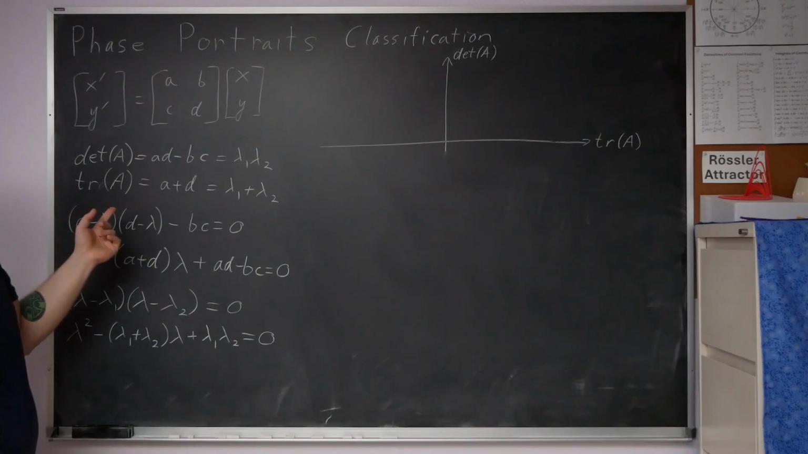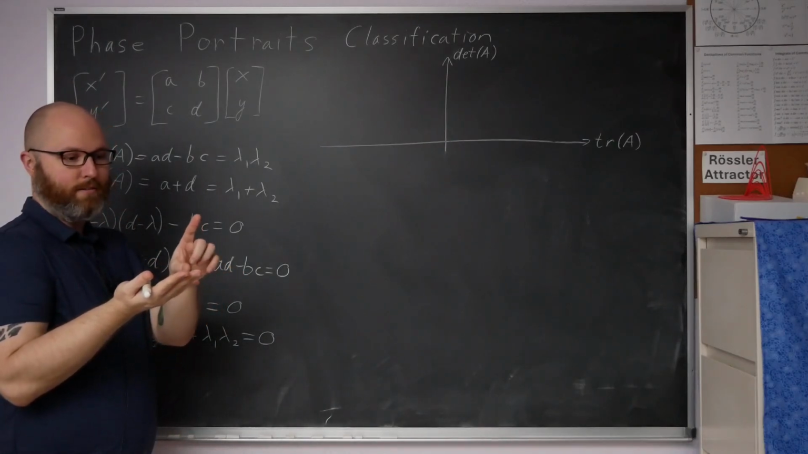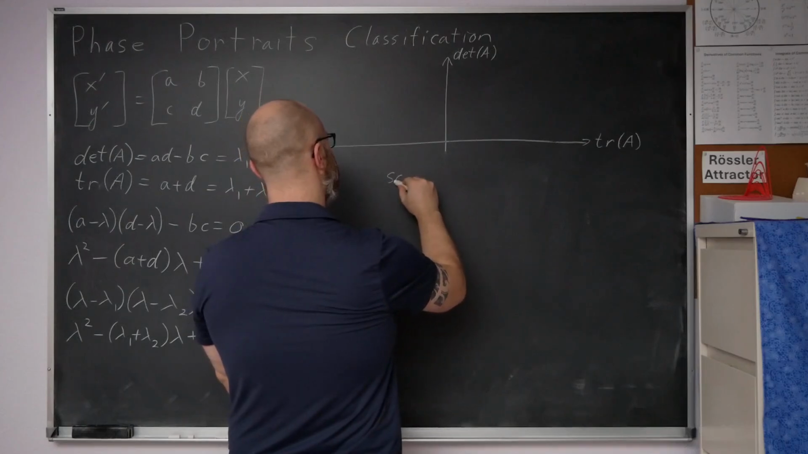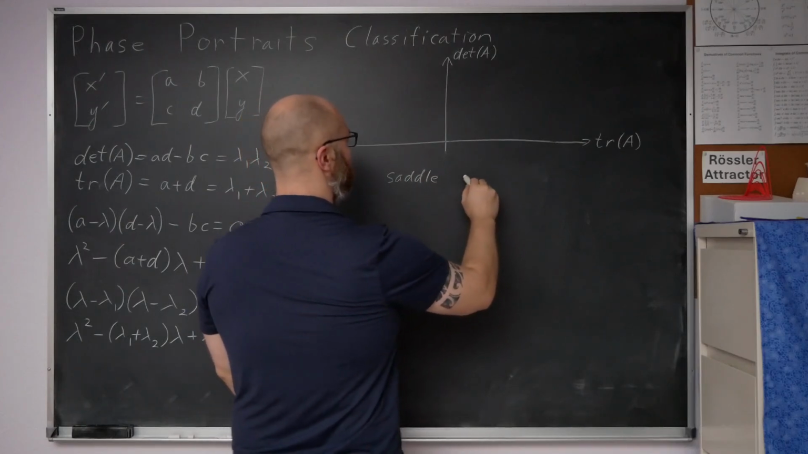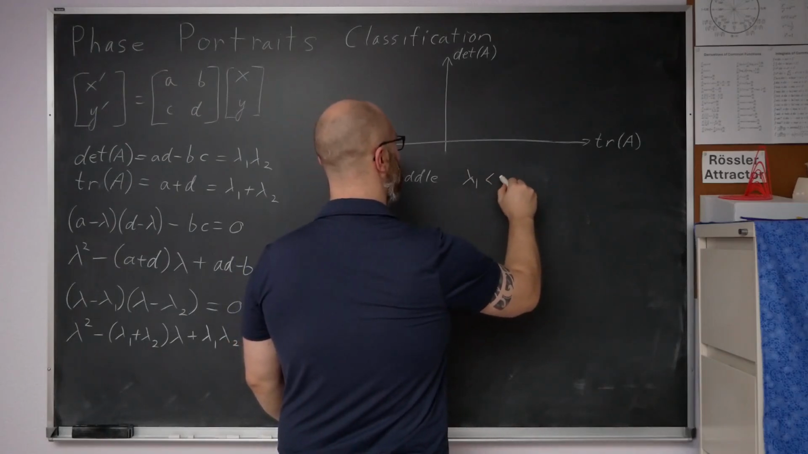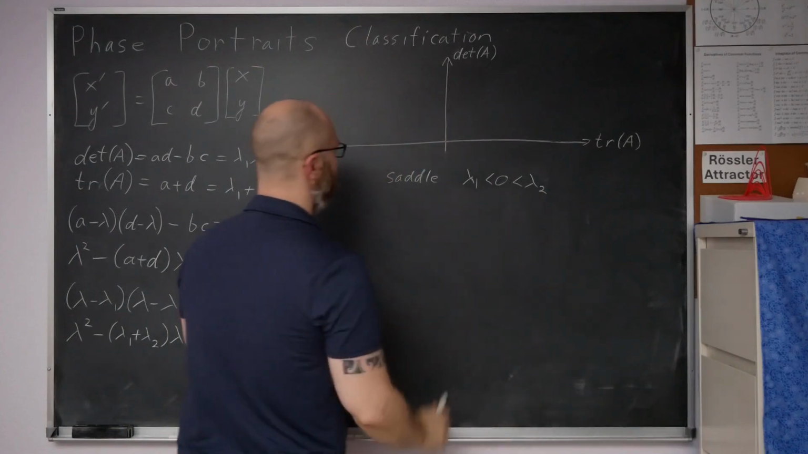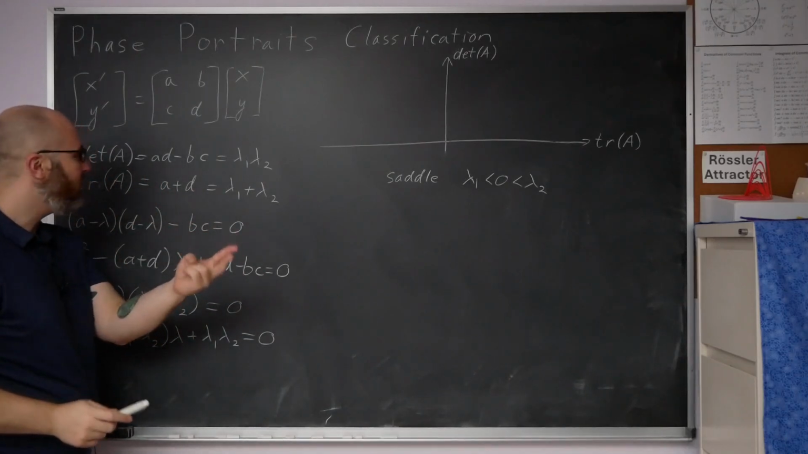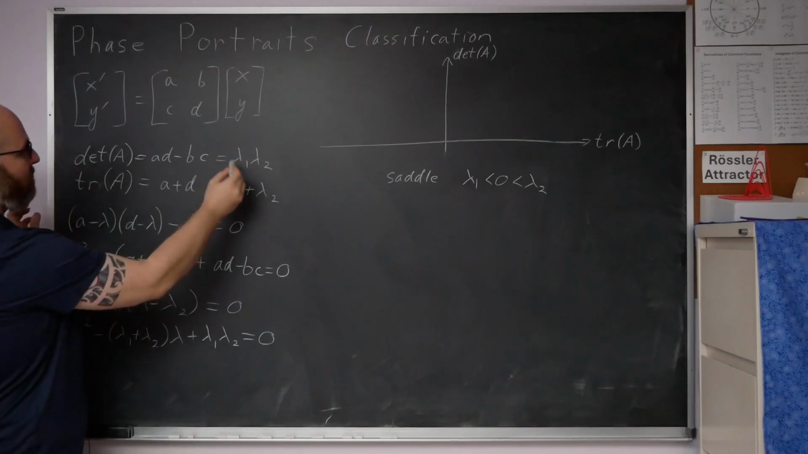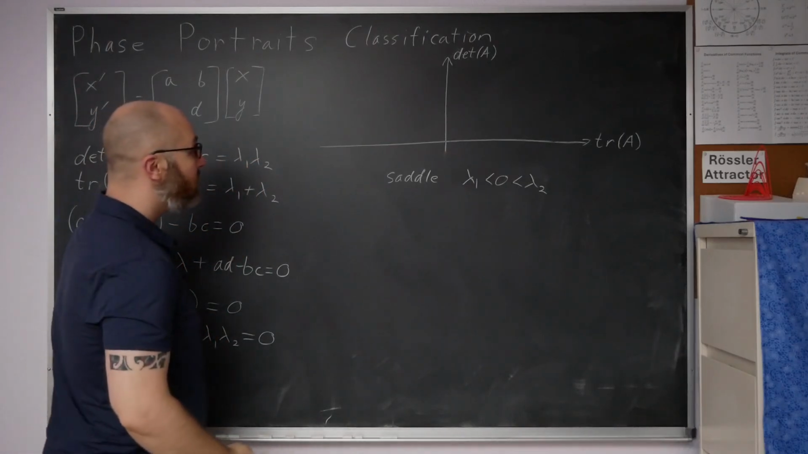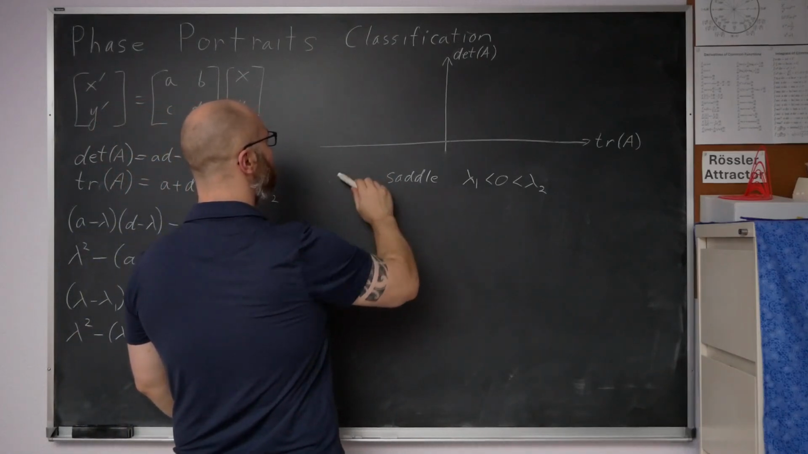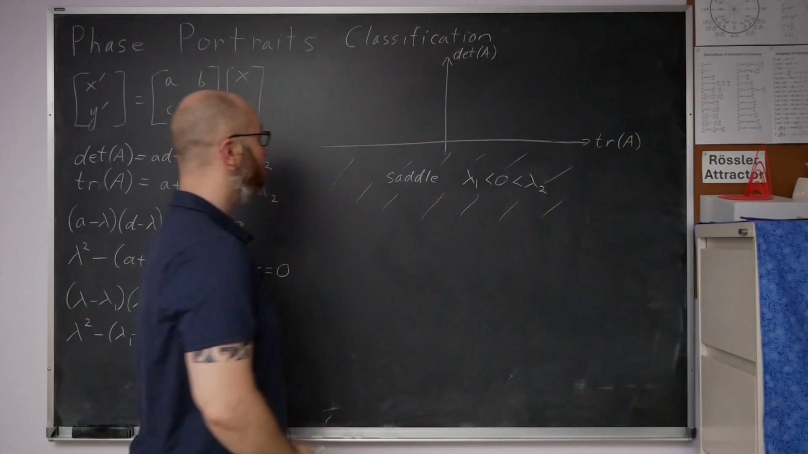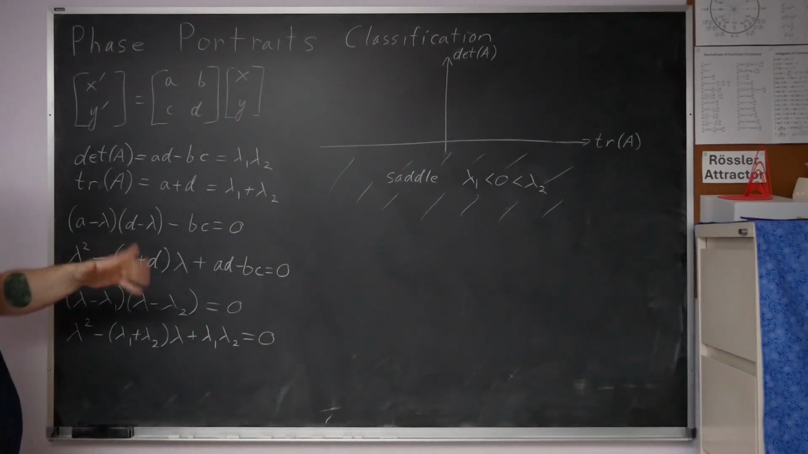All right, so let's start out with kind of the easy one. If we want a saddle, in order to form a saddle, you have to have a positive eigenvalue and a negative eigenvalue. So for a saddle, lambda 1 is less than 0, less than lambda 2. And if one eigenvalue is positive and one is negative, you're always going to have the determinant be negative. Positive number times negative number gives you a negative number. So the saddles are actually all down here. All right, so that covered about half of it.